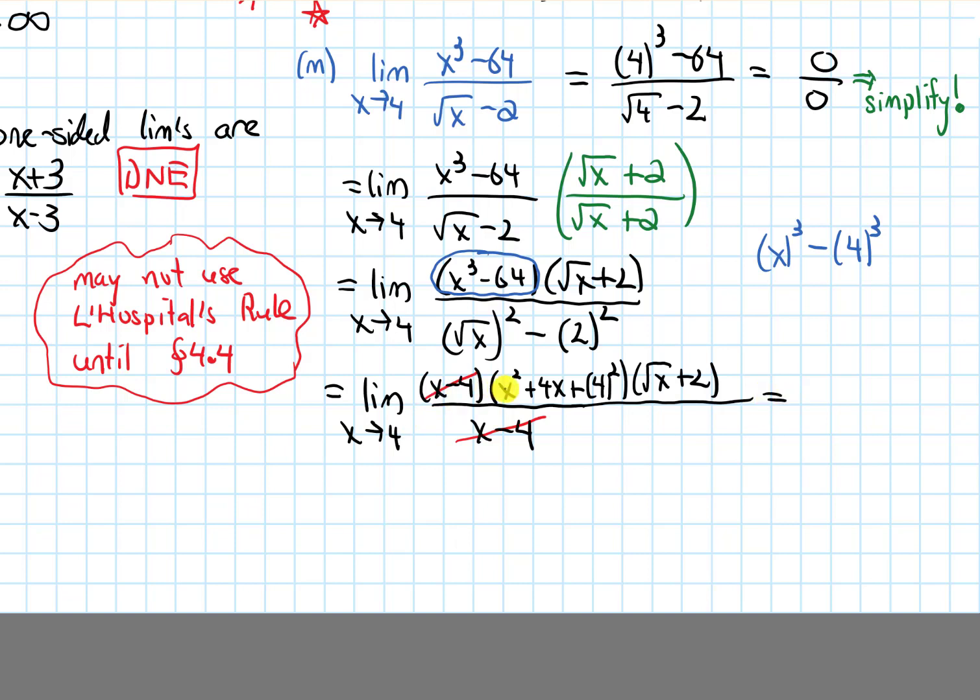So if I plug in 4, let's see, I'll get 4 squared, which is 16, plus 4 times 4, which is 16, plus, I already did 4 squared, that's another 16. All right, and then plugging it in the next parentheses, I get root 4 plus 2. All right, so these 16s added up give me 48. 2 plus 2 is 4. And then 48 times 4, that is 192. And that's my answer.